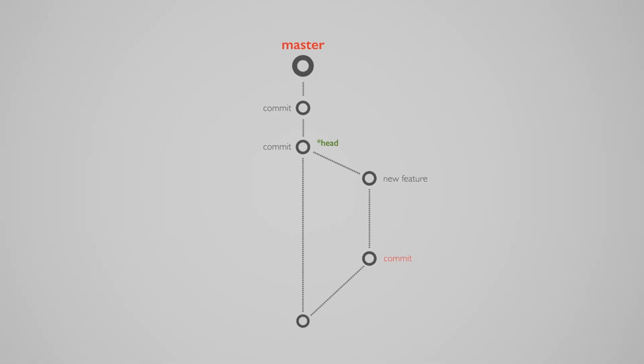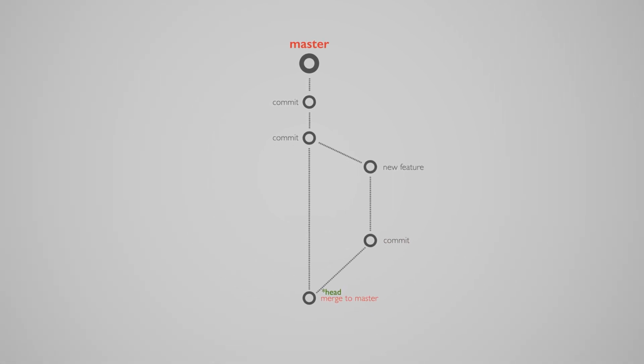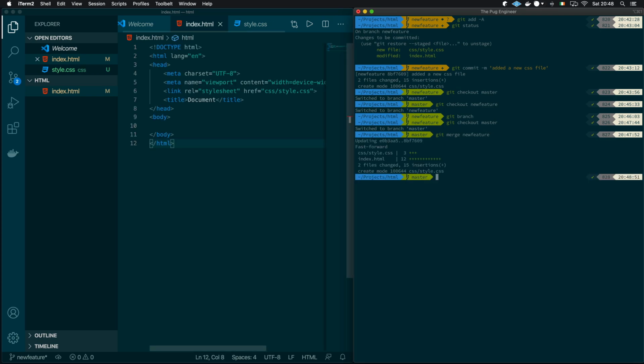With this command, we are telling Git to merge the new feature branch to where we are at the moment, which is the master. That's it. New feature is now merged back to the master branch.